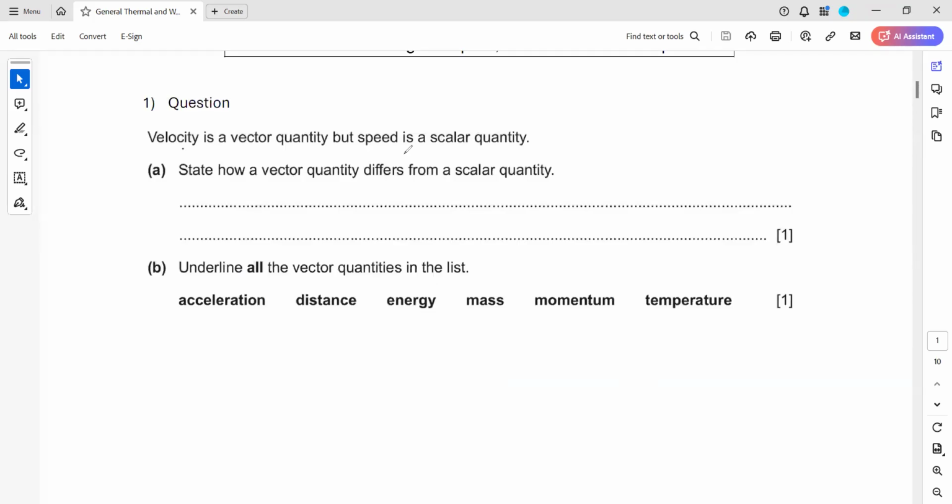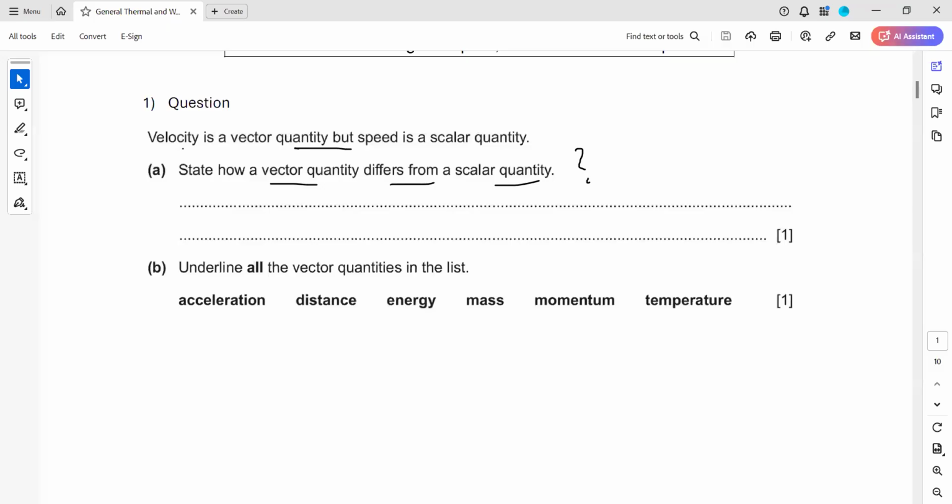Velocity is a vector quantity. You can also annotate on the screen. You can also use a chat to answer this. So velocity is a vector quantity, but speed is a scalar quantity. How does a vector quantity differ from a scalar? What is the difference between scalar and vector? How are scalar and vector quantities different from each other?